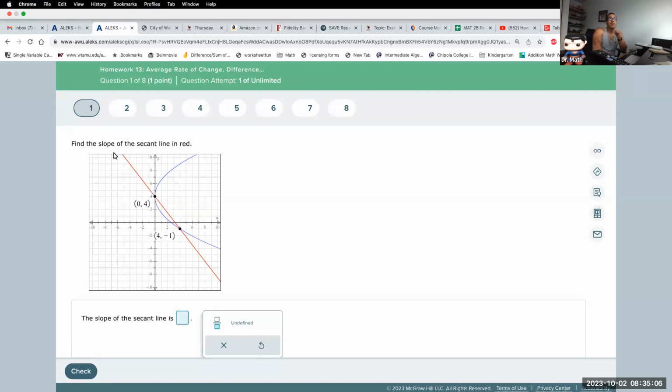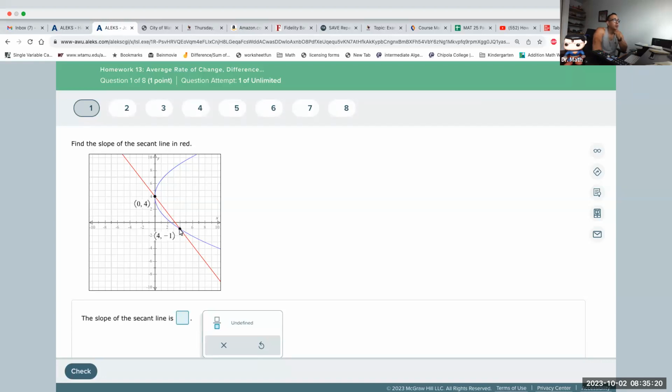So there's 2 ways you could find it. The easy way is just to count since they give you 2 points. But I want to give you a formula for when you don't have a graph. All right. So first of all, how do I get from this point? You always start with the leftmost point to the rightmost point. So how do I get from here to here?